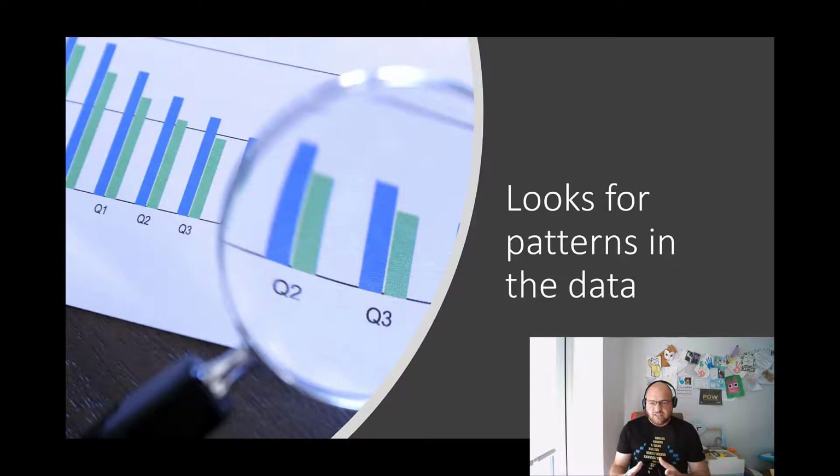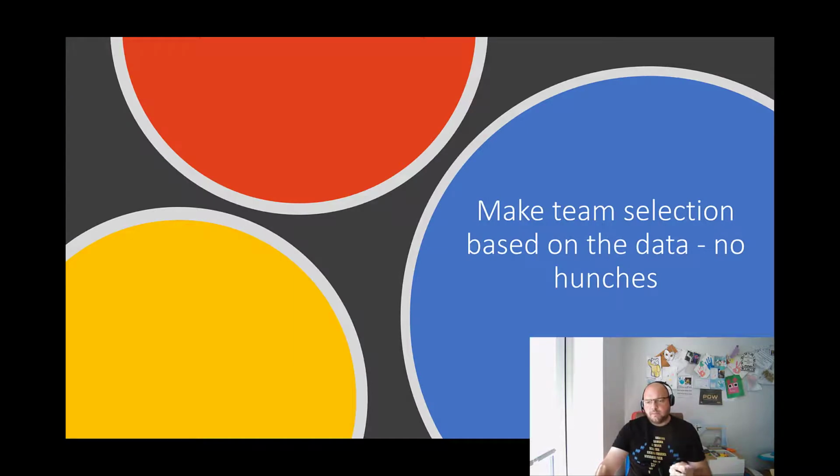And then we can look for patterns in that data. Perhaps we can use some of the AI features in Power BI to see if that notices patterns that we perhaps have overlooked or we have missed. And then we're going to pick our team based on the data.